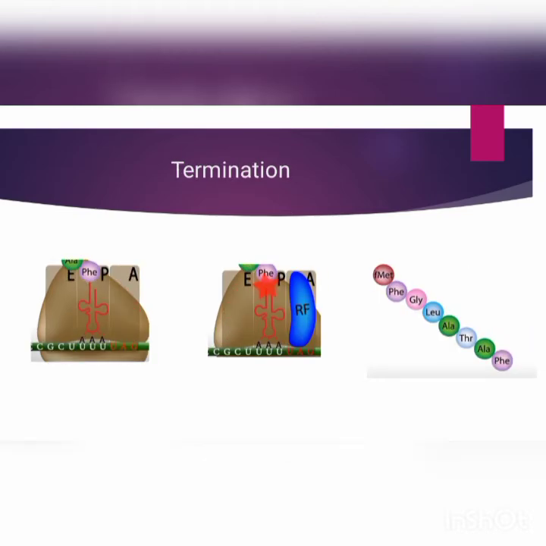The termination happens when one of the three stop codons is positioned in the A site. At that point, no transfer RNA can fit at this A site. Instead, these codons are recognized by proteins called release factors. Binding of release factor catalyzes the cleavage of the bond between polypeptide and transfer RNA, and the polypeptide chain is released and the ribosomal subunits dissociate into the larger and smaller subunits, ready for a new round of translation.